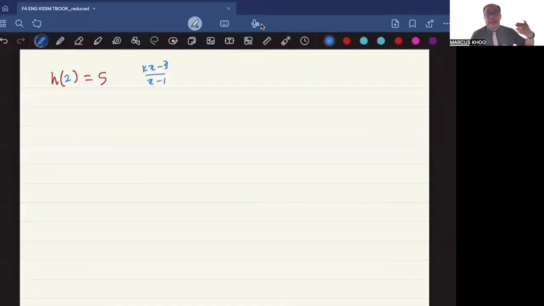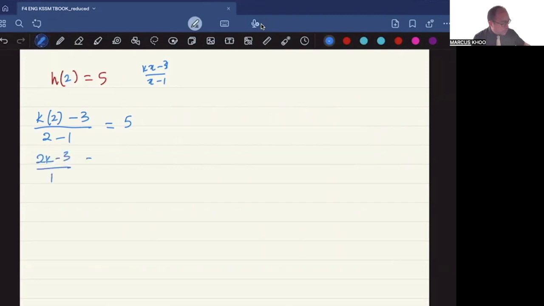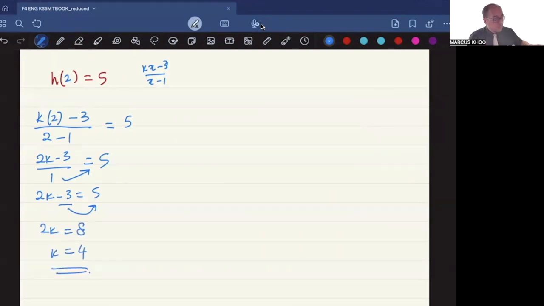So let's put the 2 into the x. We will get (k times 2 minus 3) over (2 minus 1) equals 5. And I think from here you can actually find the k already. 2k minus 3 over 1 equals 5. 1 times 5 will give you 5. So 2k minus 3 equals 5. Move the 3 across: 2k equals 8. k equals 4. So this is not a difficult ask.